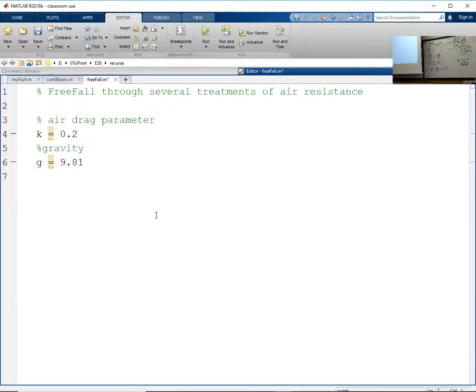We can define our time step. Let's go from 0 to 5, and let's do a dt of 0.01. And we'll go final t 5.